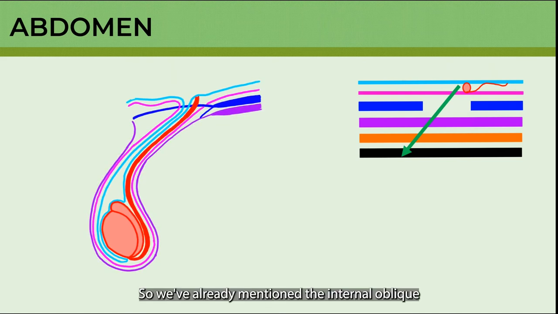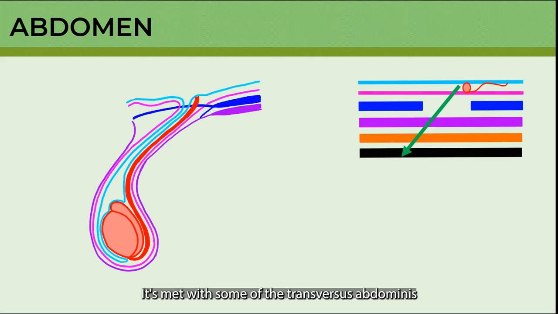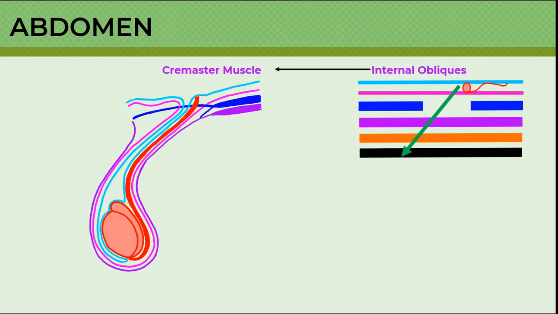Okay, so we've already mentioned the internal oblique, and this muscle also gives off fibres to the roof of the canal, but the testes does take internal oblique with it on its descent. It's met with some of the transversus abdominis fibres once in the canal, and together these internal oblique fibres and transversus abdominis fibres within the canal blend and are known as the cremaster muscle.